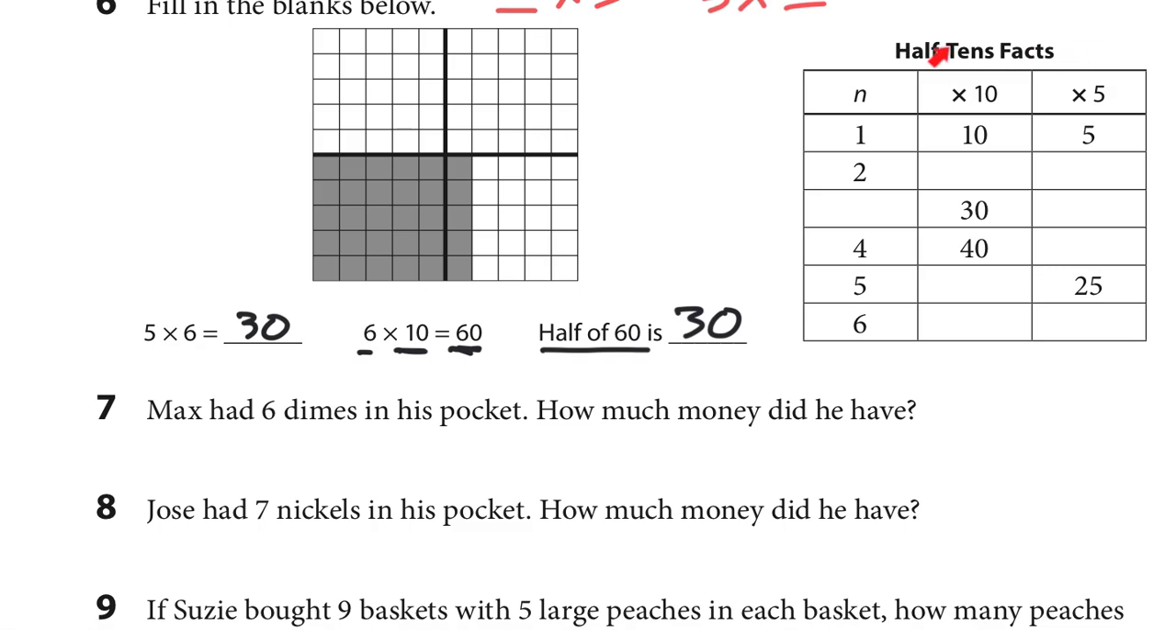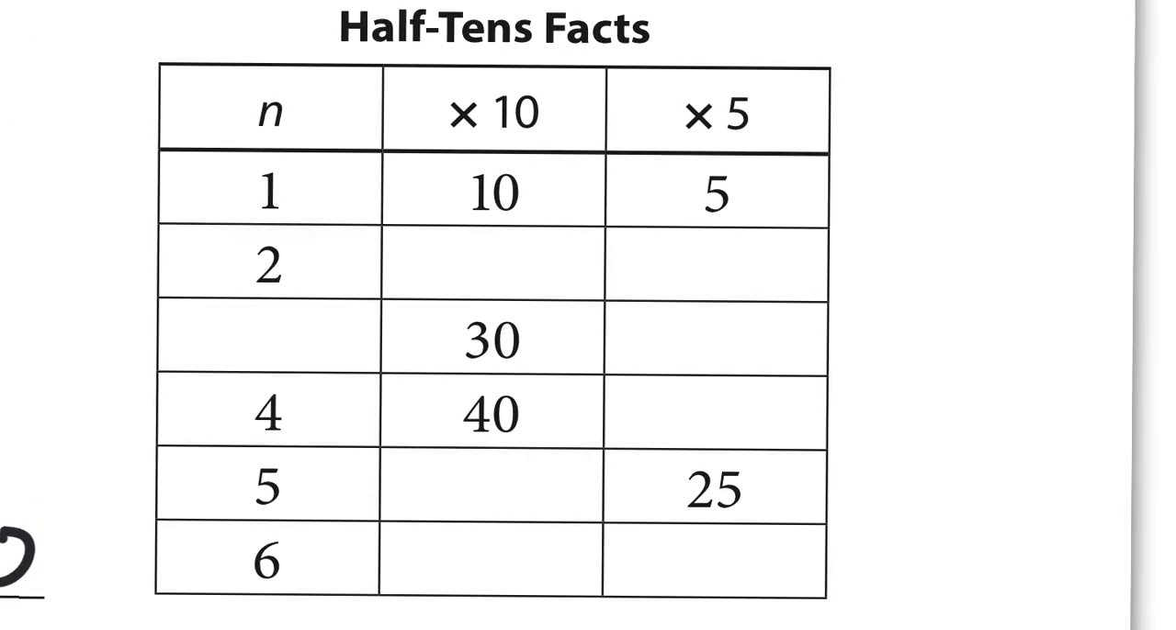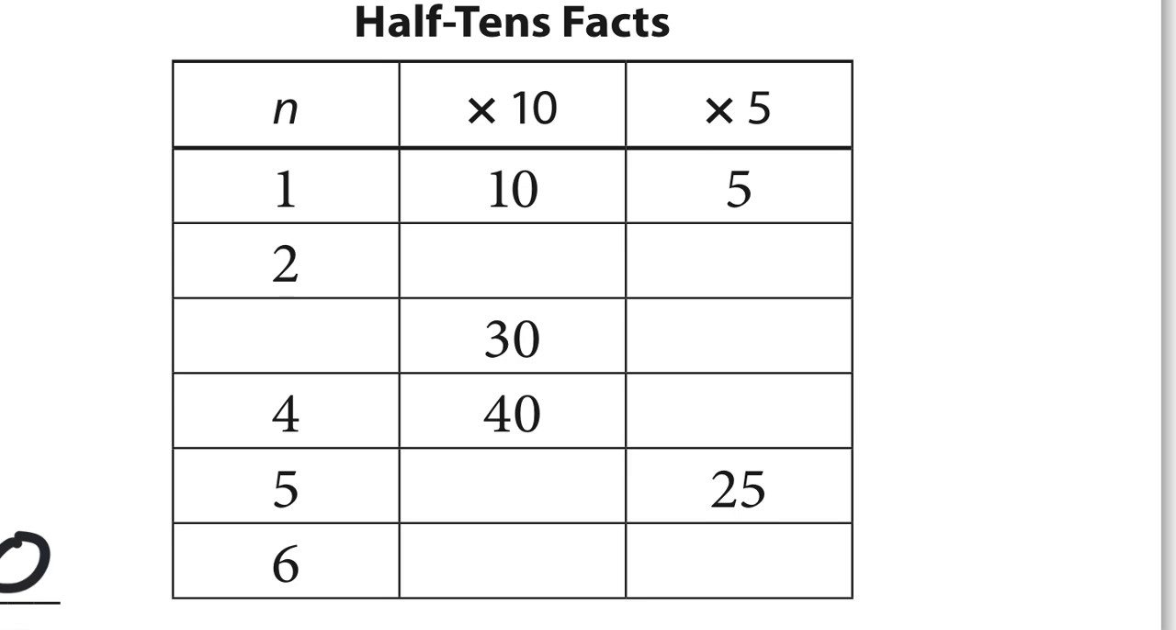Here are some half tens facts on the side. Let's zoom in a little bit. 1 times 10 is 10. 1 times 5 is 5. Okay, that's not too bad. But if I say 2, 2 times 10 is 20. 2 times 5, well, it's got to be half of that, which is 10. So what I want you to do is think this number times 10, cut it in half. If you're missing a number, you might have to just double that number, okay?